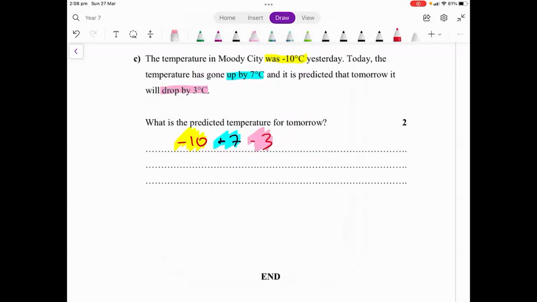Once again, only addition and subtraction, so we work left to right. Minus 10 plus 7 is minus 3. Everything else stays the same. Minus 3 minus 3 is minus 6. So our final answer is negative 6 degrees Celsius.